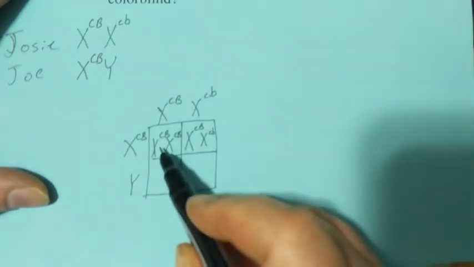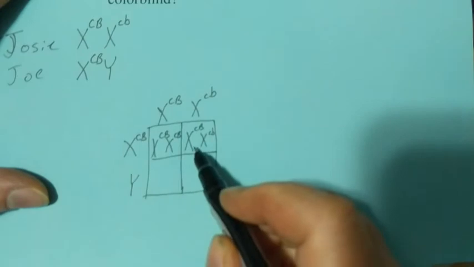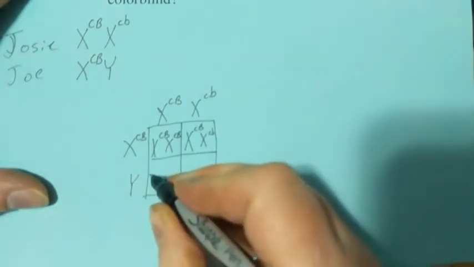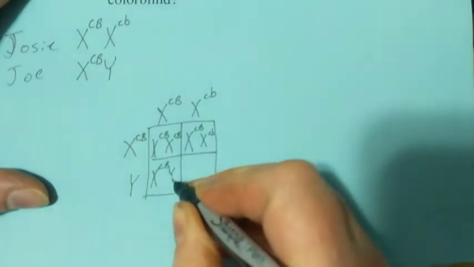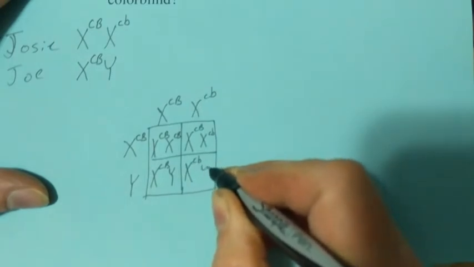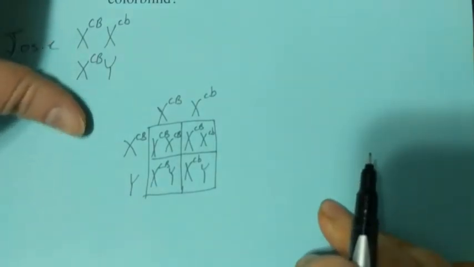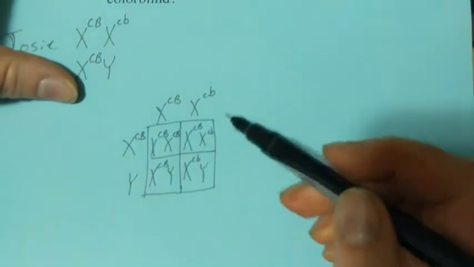So in our first square we have X capital CB, X capital CB. Second square, X capital CB, X lowercase cb. Here we have X capital CB, Y. X lowercase cb, Y. All right, so we filled out our Punnett square. Our first question was, what is the probability that Josie and Joe will have a child that is colorblind?